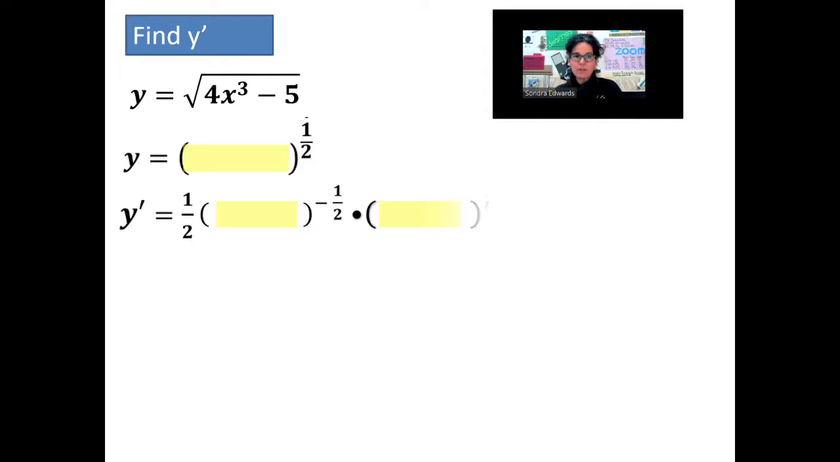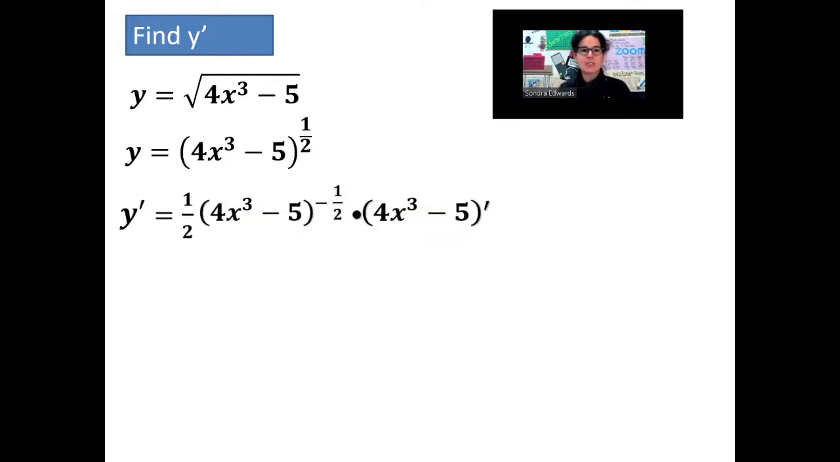We're taking the derivative of ugly, but chaining on the derivative of ugly. So 1/2 to the front, ugly, to the -1/2, because I subtracted 1 from the exponent. Chaining on, multiplying by the derivative of ugly. Anytime you see more than plain x inside of grouping symbols, at the very end, you will multiply by the derivative of that. Okay, so that ugly piece was 4x cubed minus 5.